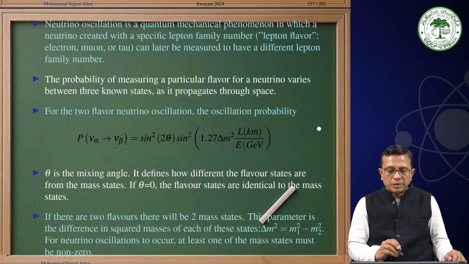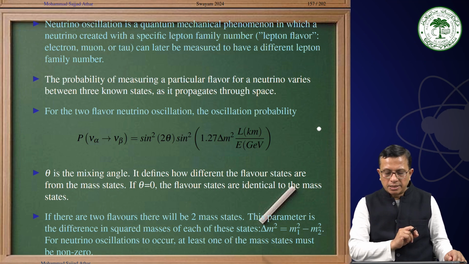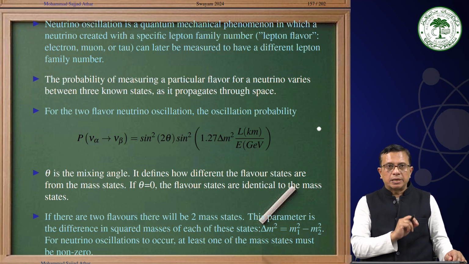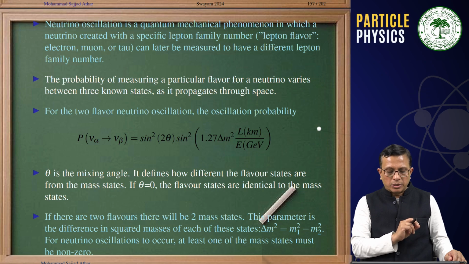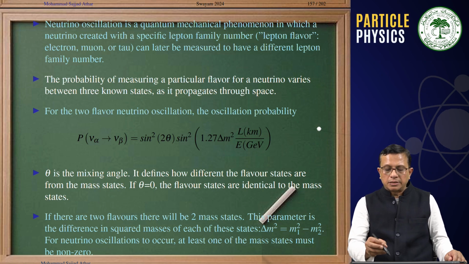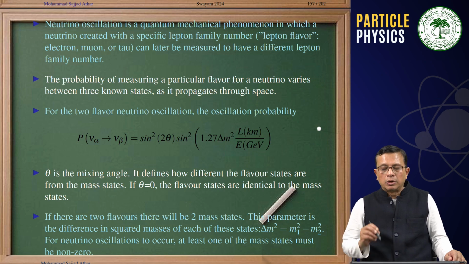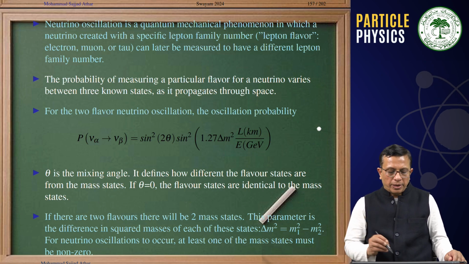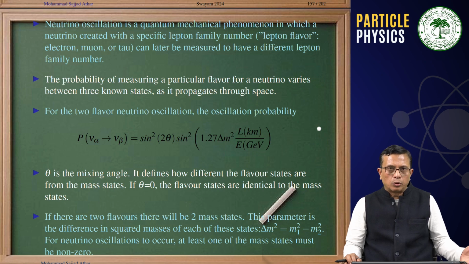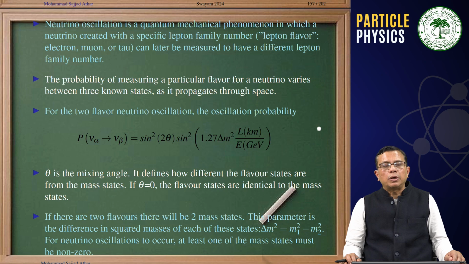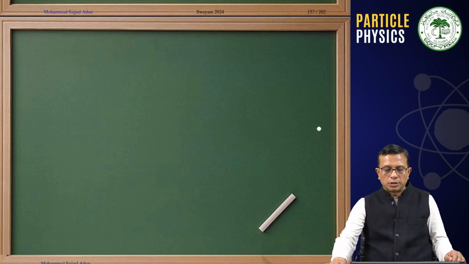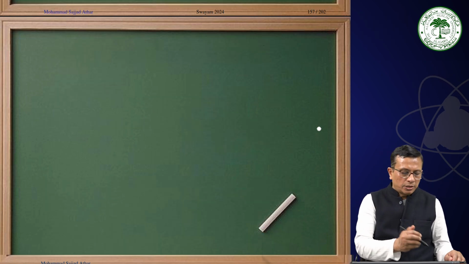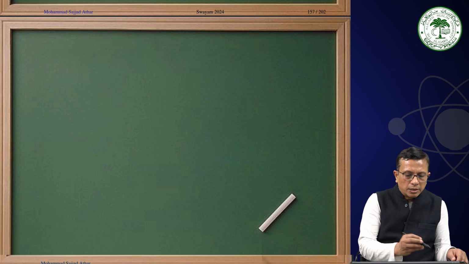If there are two flavors, there will be two mass eigenstates. Delta m square is the difference in square masses of each of these states, this is m1 square minus m2 square or m2 square minus m1 square, depending upon how you define it. For neutrino oscillation to occur, at least one of them should be non-zero. Now let us try to obtain this result.